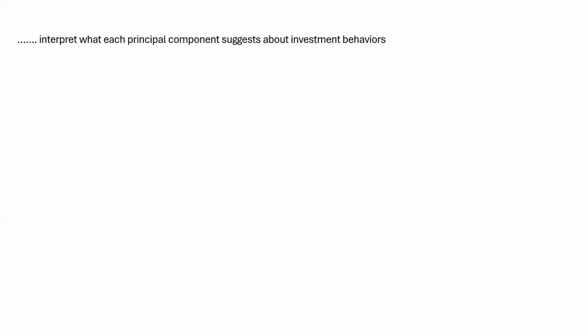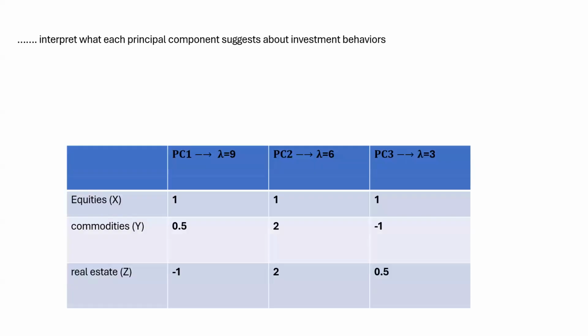The last part of the question was to interpret what each principal component suggests about the investment behaviors. So we have to interpret those directional vectors, the eigenvectors. We know that we have 3 principal components, PC1, 2, 3. We put them in this order because PC1 is the most important one, the one with the most variance. And we ask, how does that relate to the investment behaviors? Those are the inputs that you have.